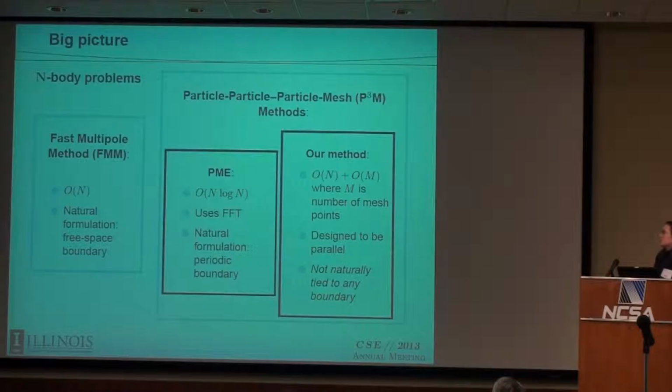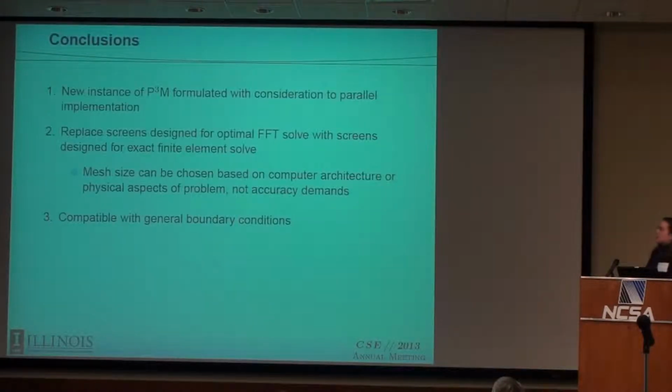You have fast multipole methods for these problems. You also have P3M methods, which includes the Ewald sum, which is very popular now, and also what we are proposing, a new version of P3M designed to be parallel. And takeaway points: we're going to replace the screens that are designed for an FFT solve with screens that are designed for an exact finite element solve. The nice thing about this property of the finite element solve is that you can choose the mesh size based on computer architecture or physical aspects of the problem you want to model. You don't have to worry as much about accuracy demands for your mesh. So that gives you a lot of flexibility in tuning the method to what you're running on.